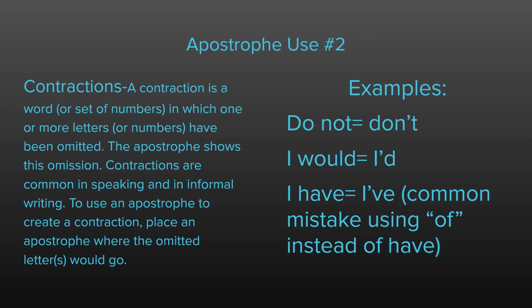So, contractions. A contraction is a word or set of numbers in which one or more letters or numbers have been omitted. The apostrophe shows the omission. Contractions are common in speaking and informal writing. To create a contraction, place an apostrophe where the omitted letters would go. So for example, instead of saying do not, if you're trying to make a contraction, you would say don't.